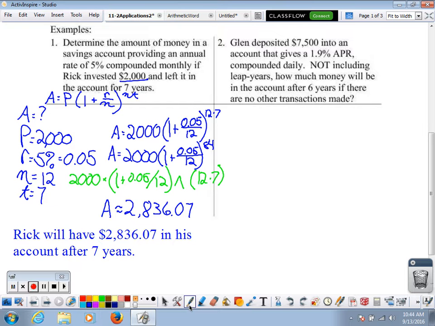All right, number 2, Glenn deposits $7,500 into an account that gives 1.9% APR, much more realistic. Compounded daily. Not including leap years, how much money will be in the account after 6 years if there are no other transactions made? Okay, so the no other transactions part, guys, that's really, really important. The fact that he's never taking any money out, never putting any more money in, obviously those would change the final amount. So, got a formula, write it down.